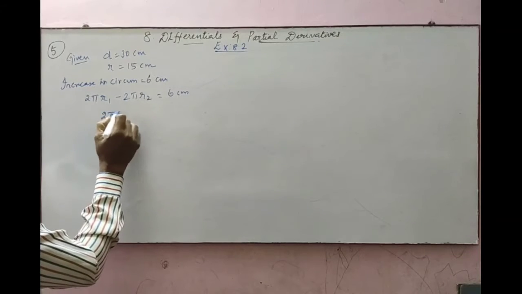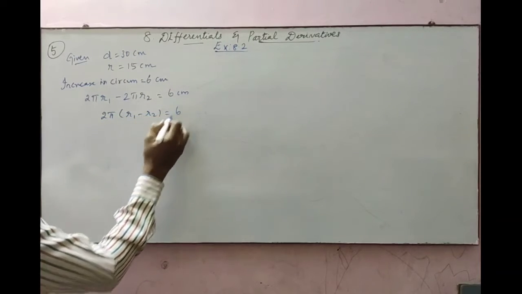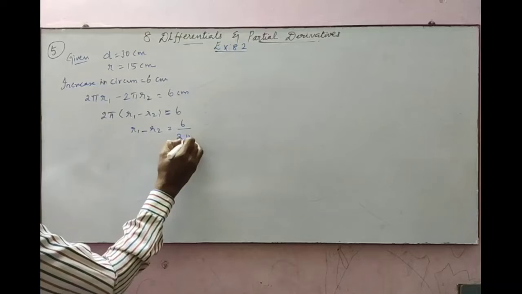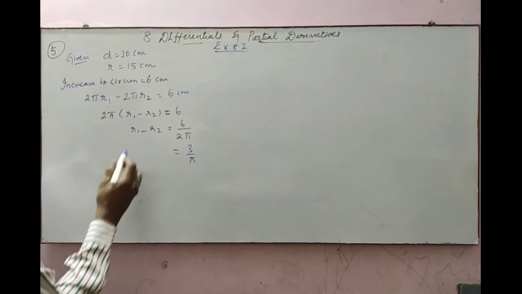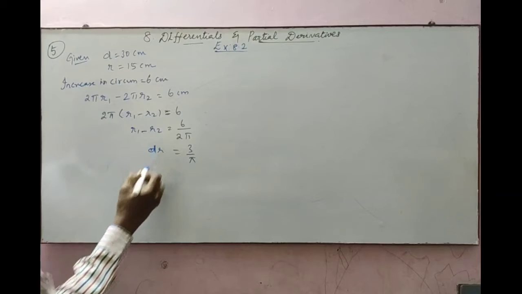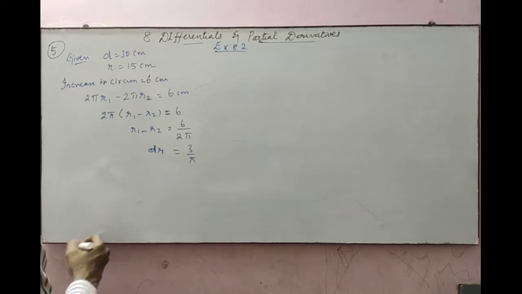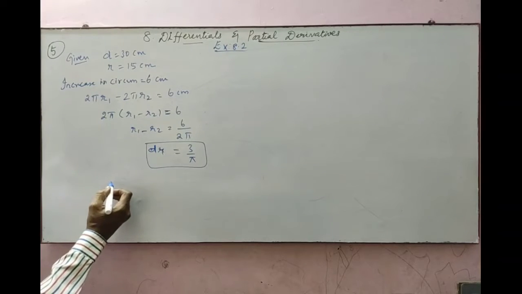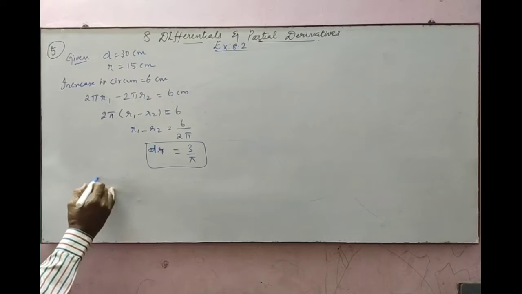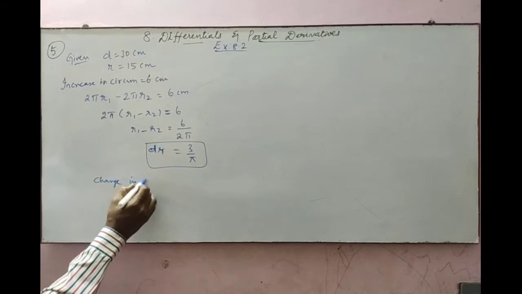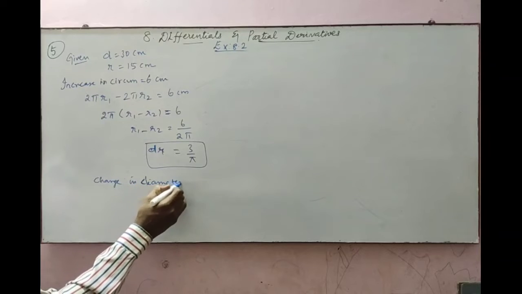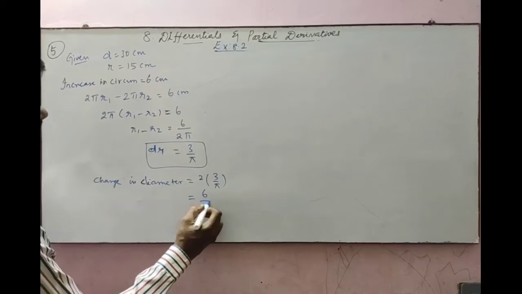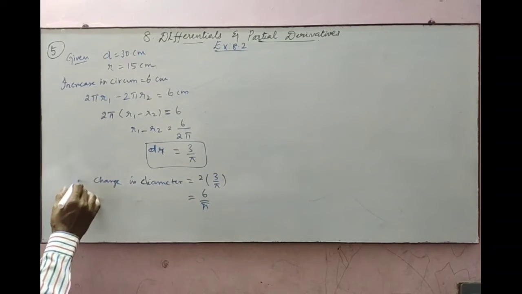You can take the 2 pi as common. You will get r1 minus r2 into 2 pi equal to 6. So r1 minus r2 equal to 6 by 2 pi, which gives 3 by pi. So r1 minus r2 is called the dr or delta r, that is the change in the radius. But in the question they ask you to find the tree's diameter growth, that means the change in the diameter. So change in diameter equals 2 times the change dr, that is 2 times 3 by pi, which gives 6 by pi. This is the change in diameter, the first answer.